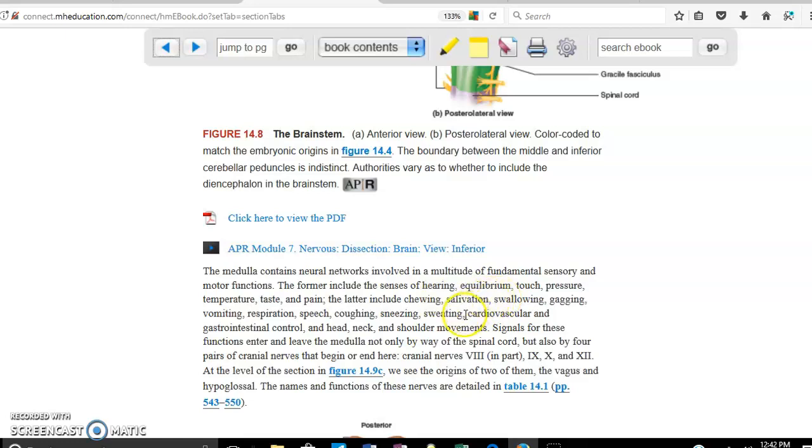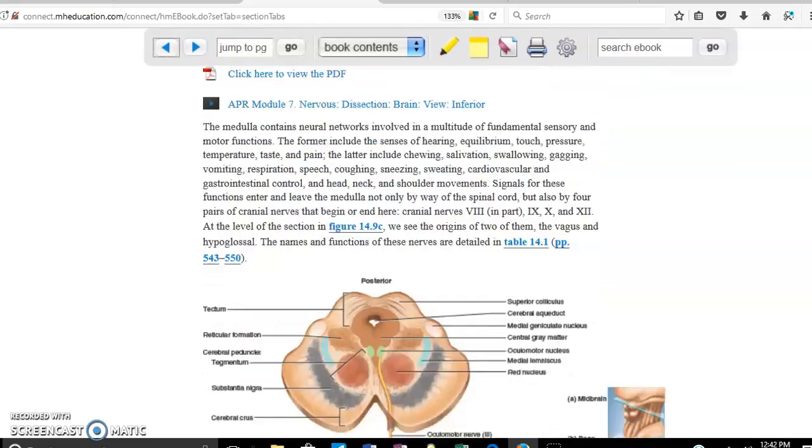Also, don't forget that we have cardiovascular control as well as gastrointestinal control. Remember I told you cranial nerve number 10 is vagus, and that one goes all the way down to your abdomen and thorax in order to control the heart, control gastrointestinal movements, because those are controlled with these cranial nerves.